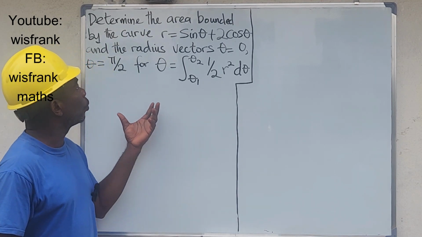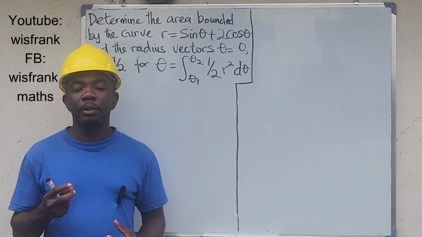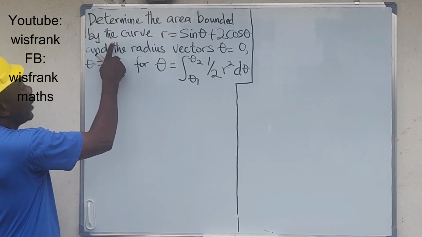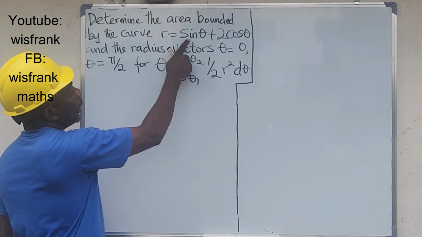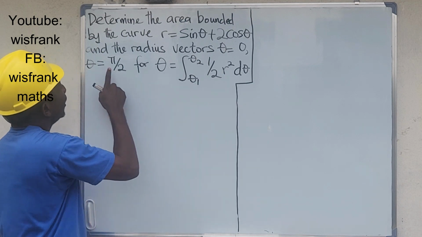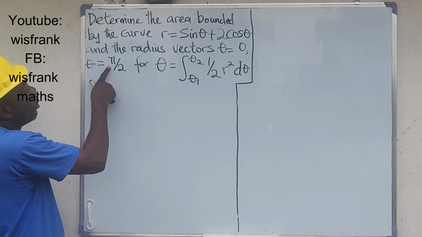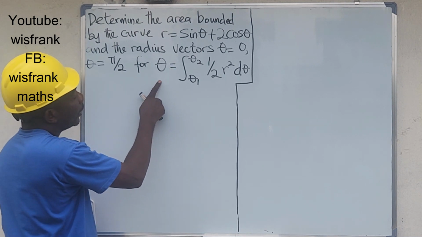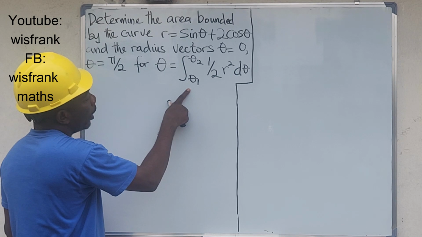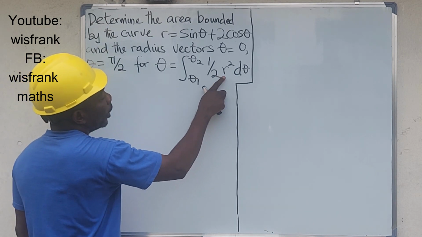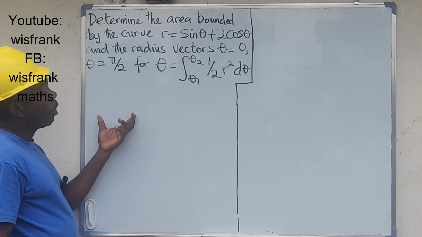Today, we are looking at this question, given to us by one of our fans, and we want to try something a little bit advanced. The question says, determine the area bounded by the curve r equals sine theta plus 2 cos theta, and the radius vector theta equals 0, theta equals pi over 2, for theta equals the integral with limits theta 2 and theta 1 of 1 over 2 r squared d theta. So we need to find the boundary vectors of this theta.